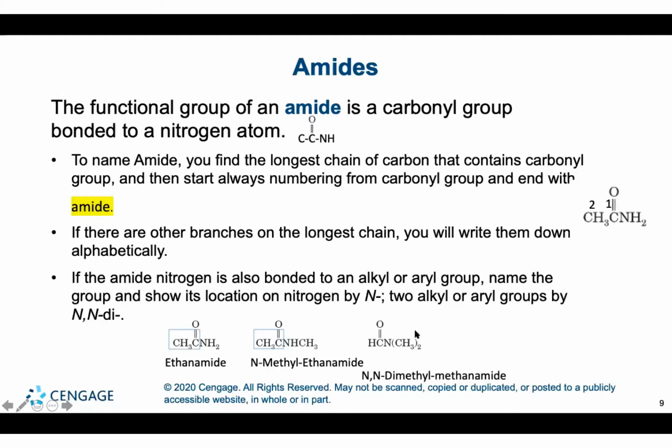What about this one, guys? What's the longest chain? This is 1 carbon only. That's the simplest. Here we have an amide, it's only 1 carbon in the longest chain, but we have 2 methyl groups attached to nitrogen. So we should emphasize them. N,N-dimethyl methanamide. So we're going to end with amide.